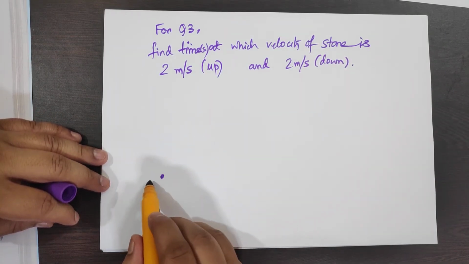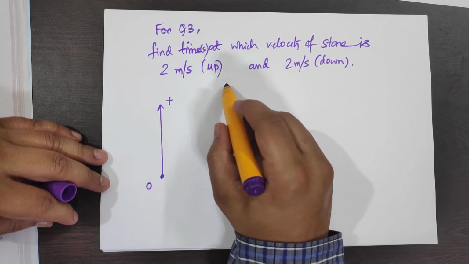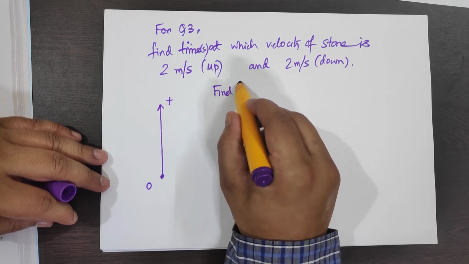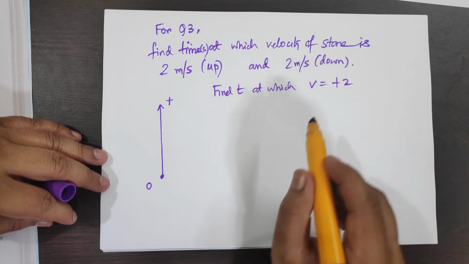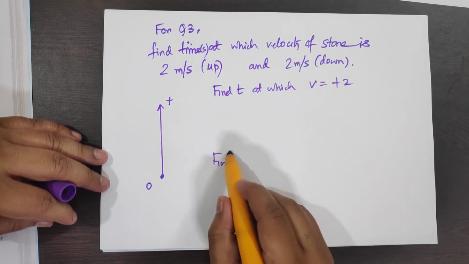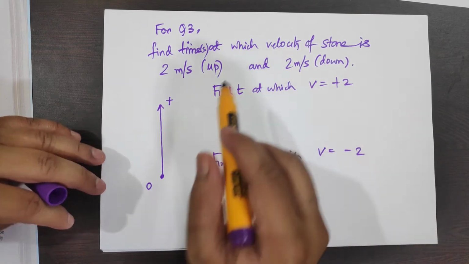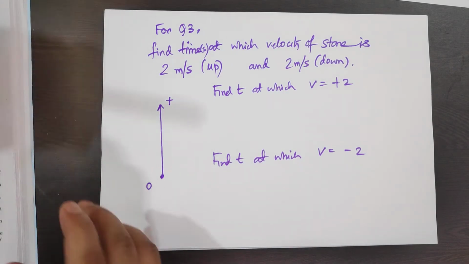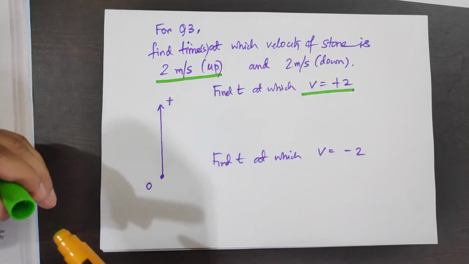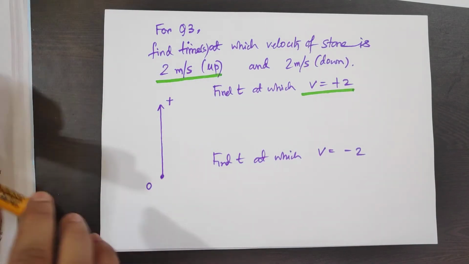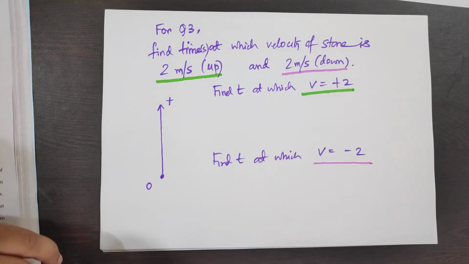Here this was the 0 and this is the direction. So you have to find t at which v equal to plus 2 and find t at which v equal to minus 2. See, 2 meter per second up means plus 2, and 2 meter per second down means v equal to minus 2.